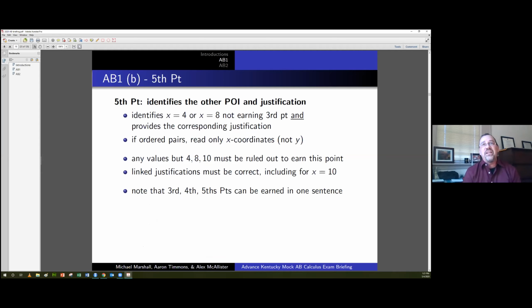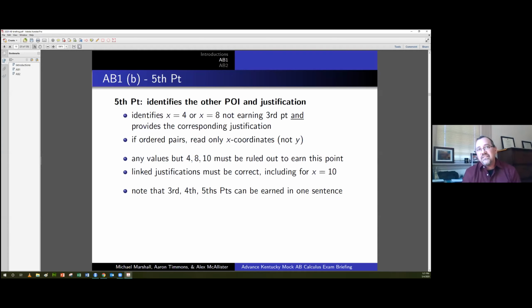So the fifth point is putting it together for the other point of inflection. So if they've identified x equals 4 or x equals 8 that didn't earn the third point, whichever one they haven't mentioned, they have to provide the corresponding justification. We'll still think about ordered pairs, read only x coordinates. At this point, if they've mentioned any values but 4, 8, or 10, they have to rule them out to earn this point. If they mentioned endpoints or other values, we'll still allow 10 to stay in there and allow them to earn that fifth point.